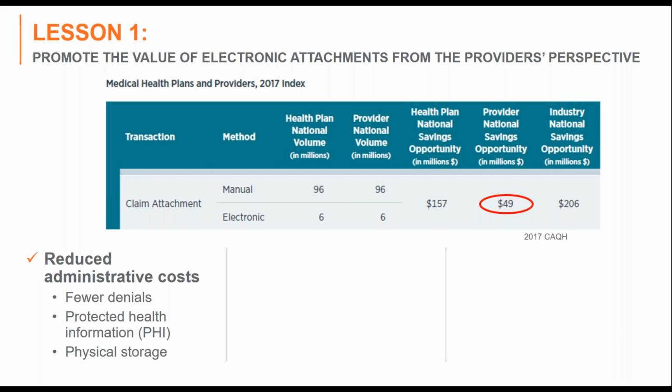We look at the CAQH index numbers from 2017, where we see that there is a significant savings for the provider community in adopting electronic attachments, along with health plans, but really being able to tell this story to the provider community so that you get buy-in from them about the process. Now note, in 2018, CAQH did not quantify savings for medical attachments, so the last data that we have is from 2017. But really promoting that value by first showing them how to reduce their administrative costs, fewer denials, a path to submit protected health information or PHI, and reducing the burden of physical storage is really key in showing the value for the provider.